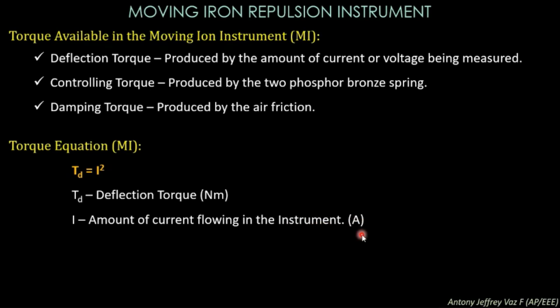Today we have seen the two types of instruments which are used to measure alternating currents and voltages. One is the attraction type instrument and the other is the repulsion type instrument.